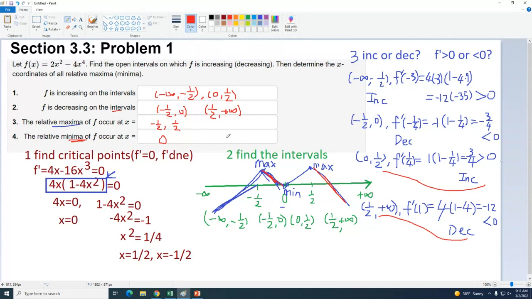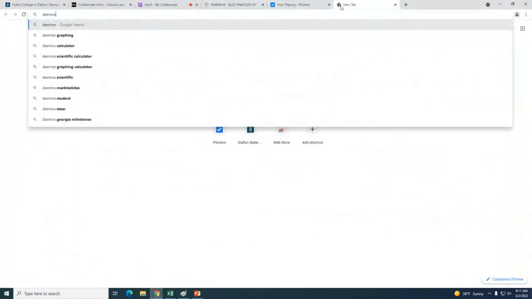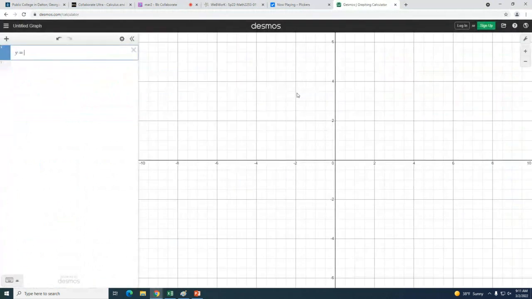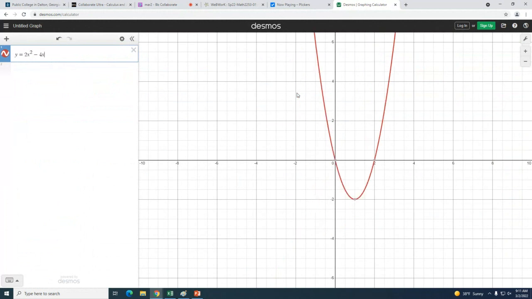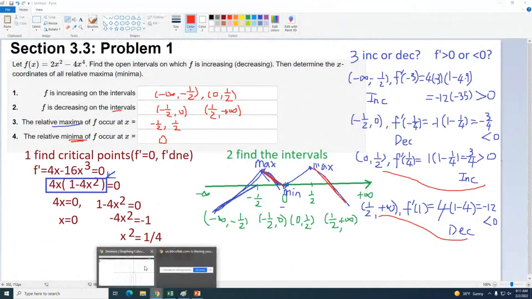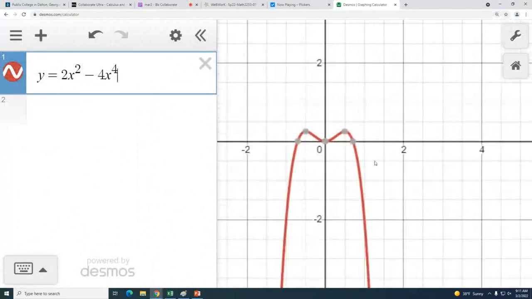We can also graph the function to tell if we had the right conclusion. One of the ways to check the answer is to graph the whole thing. So we have y equal to 2 times x to the power 2 minus 4 times x to the power 4. Let's see. 2 times x to the power 2 minus 4 times x to the power 4. There.